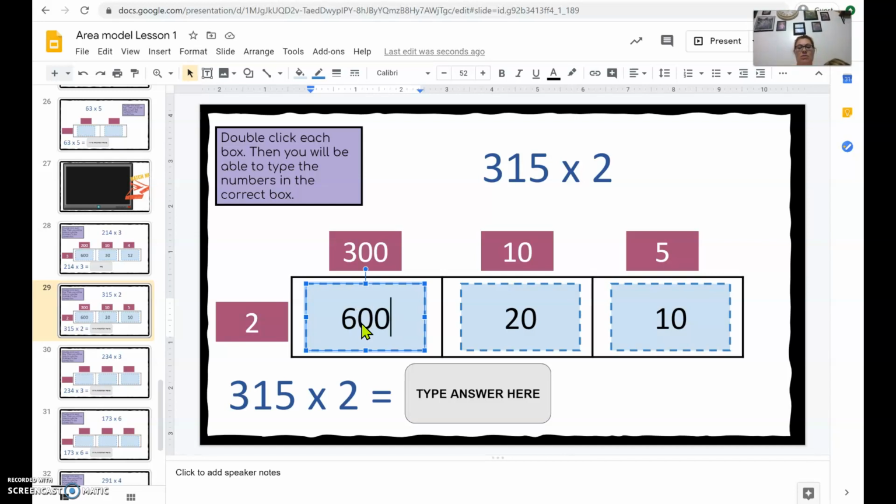0 plus 0 plus 0 is 0. 1 plus 2 plus 0 is 3. 6 plus nothing is 6. So we have 6, 3, 0.